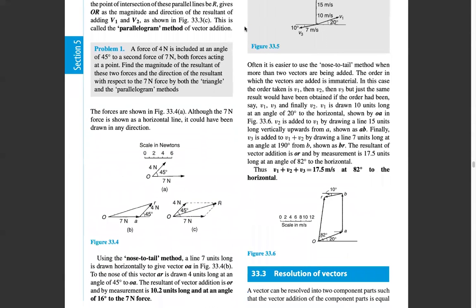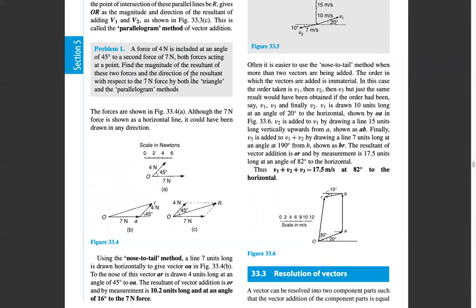So look at this problem here. A force of 4 newtons is inclined at an angle of 45 degrees to a second force of 7 newtons, both forces acting at a point. Find the magnitude of the resultant of the 2 forces and the direction of the resultant with respect to the 7 newton force by triangle or parallelogram. So you add vectors using geometry. So you end up with triangles and parallelograms and those kinds of shapes.